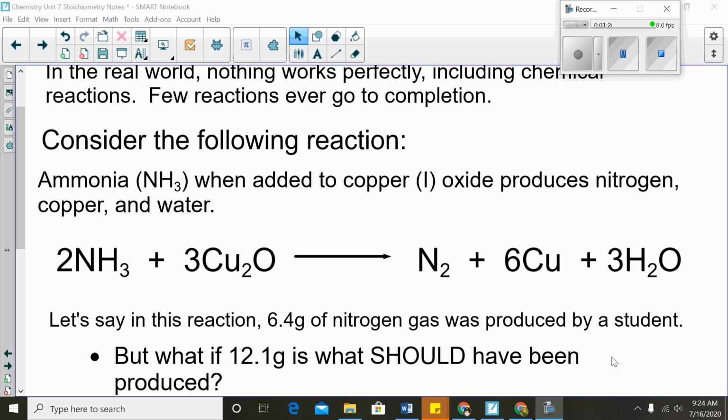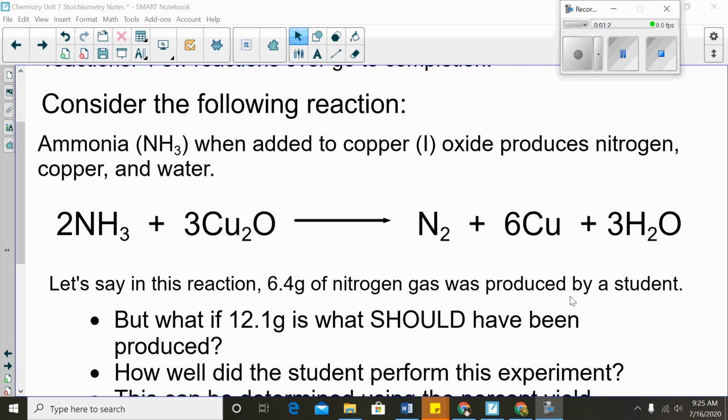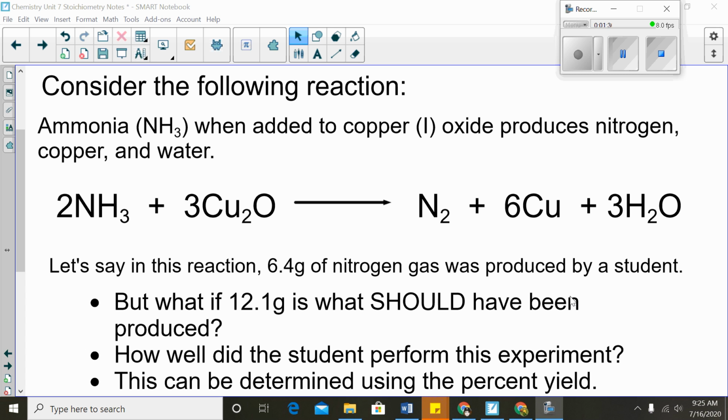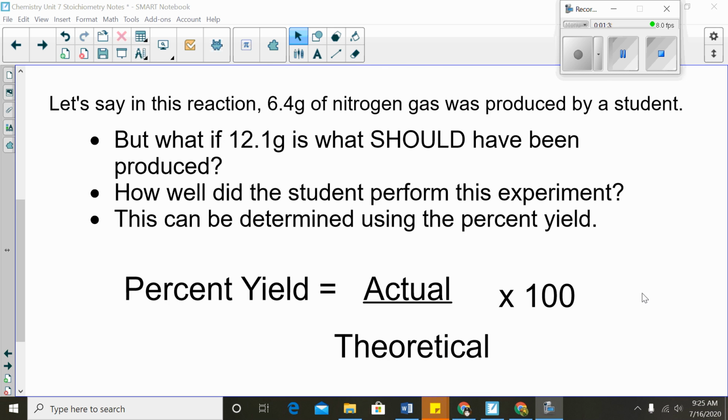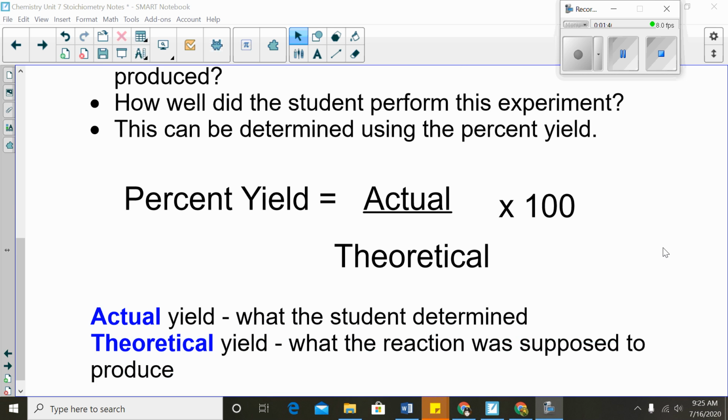So what if 12.1 grams was the proper amount, but that student only got 6.4 grams? How well did the student perform this experiment? Well, this can be determined using what's known as percent yield. So percent yield is the actual value over the theoretical value times 100. So what do actual and theoretical mean? Actual yield is what the student determined, what they actually yielded in the lab. The theoretical yield is what the reaction was supposed to produce.